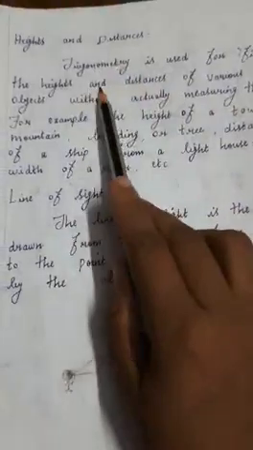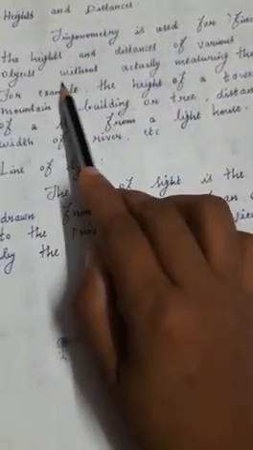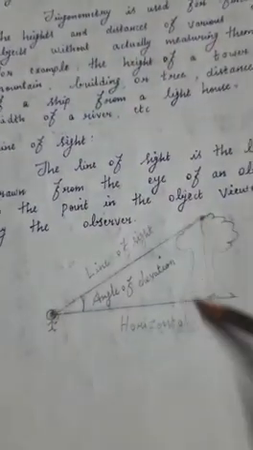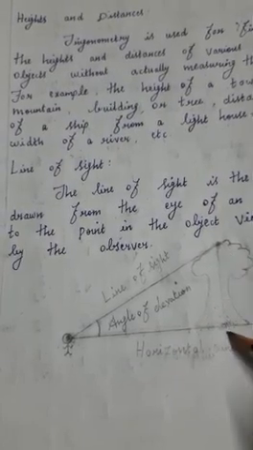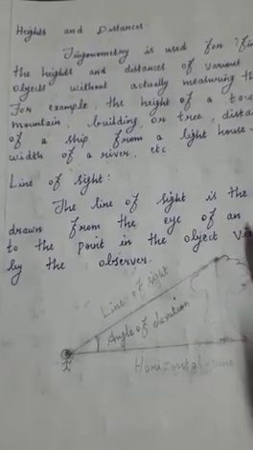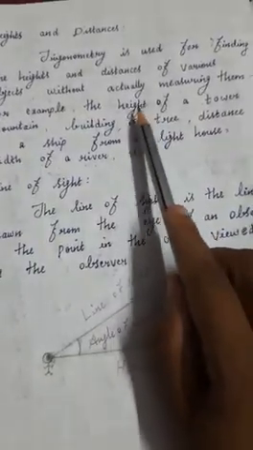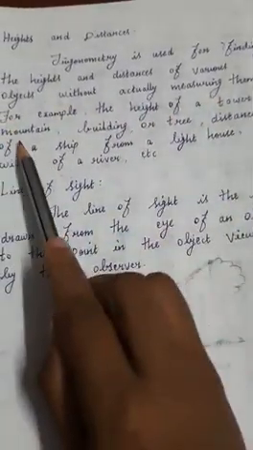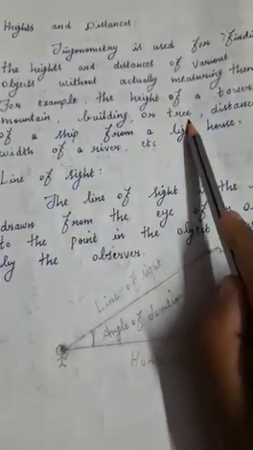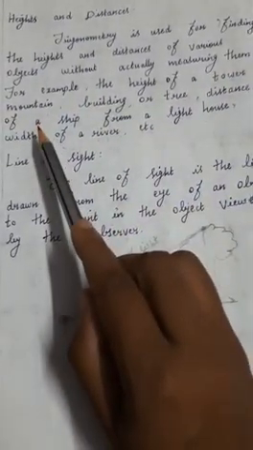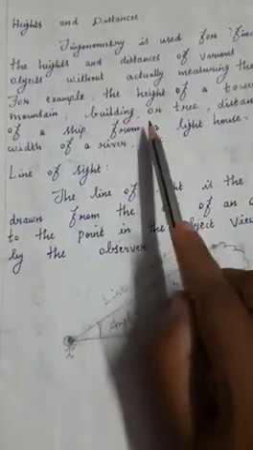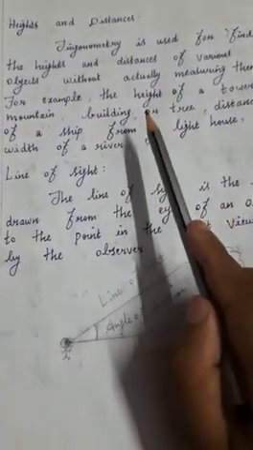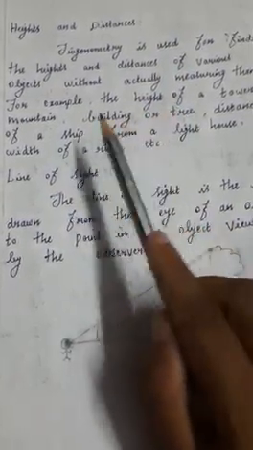Trigonometry is used for finding the heights and distances of various objects without actually measuring them. For example, if you want to find the height of a tower, a mountain, a building, or a tree, the distance of a ship from a lighthouse, the width of a river, etc. These are the examples. Using trigonometry, we can find the heights and distances of various objects.